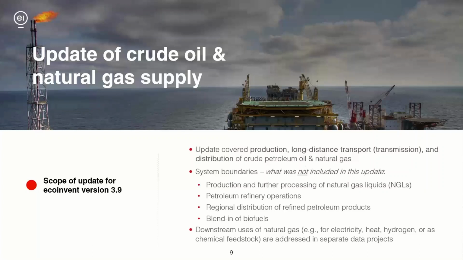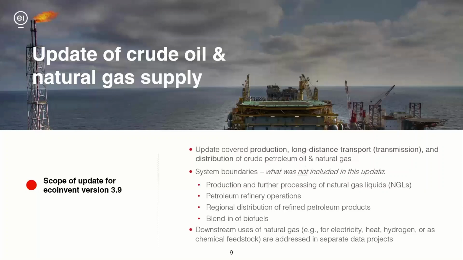So we did not here consider production and further processing of natural gas liquids, nor did this update change anything in the petroleum refinery operations in the database. We also haven't updated the regional distribution of refined petroleum products, nor any blending of biofuels in either the liquid fuels or the gases. Also the downstream uses of natural gas, be that for electricity or heat, or hydrogen supply, or for chemical feedstocks, were not considered within this update. Instead, they are being addressed in separate data update projects, either for 3.9 or for the next release.